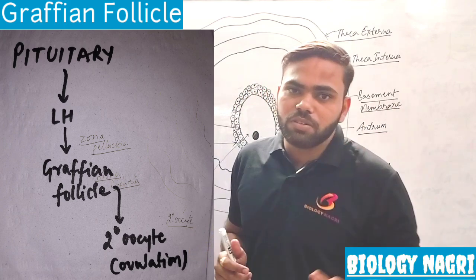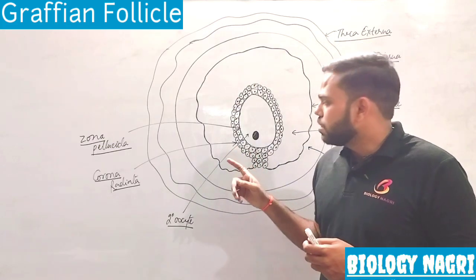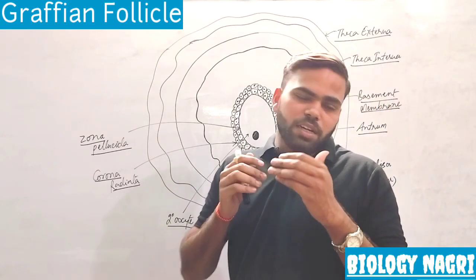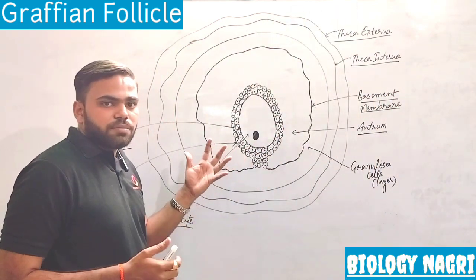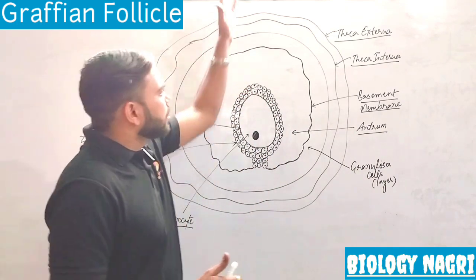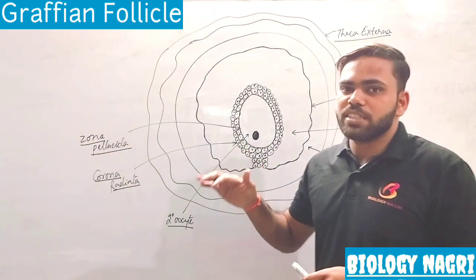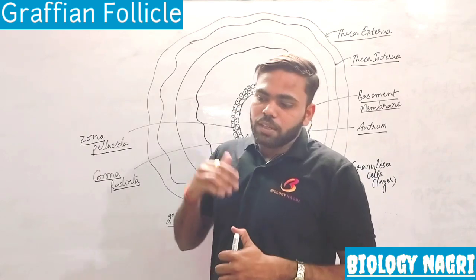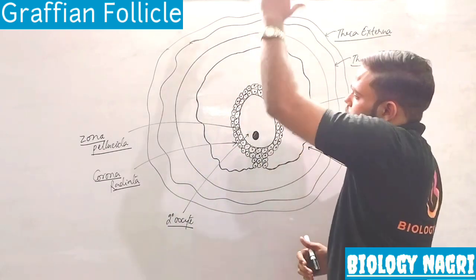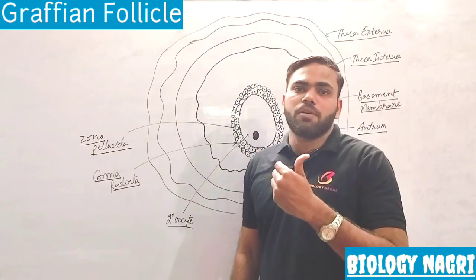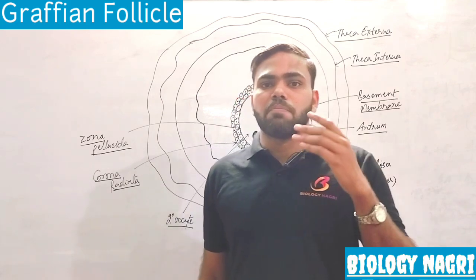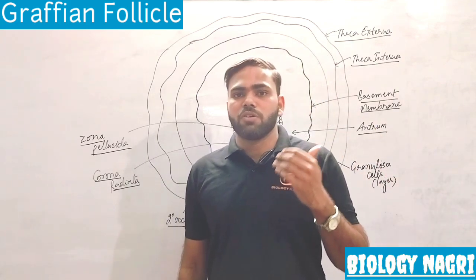The secondary oocyte, which you can see in the diagram inside the Graafian follicle, is released out from this covering. This is called ovulation. The release of a secondary oocyte from the Graafian follicle is called ovulation. So luteinizing hormone acts during ovulation, and the rest of this part, after excluding the secondary oocyte, will form the corpus luteum, which is the main source of progesterone.